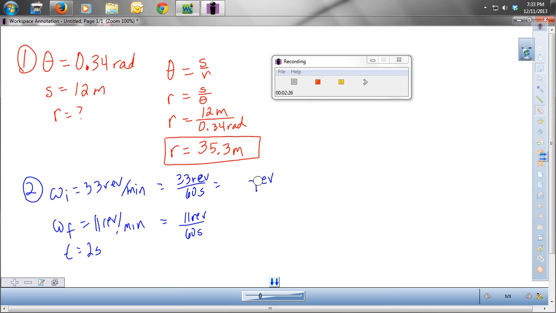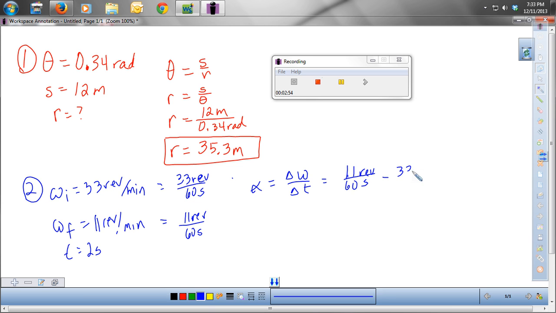Well, let's just be a little more exacting than that. So if I'm looking for alpha, alpha is change in omega over change in time. So that's 33 over 60 is my omega I, but I want to start with my omega F. So that's 11 over 60, and that's revs per second, minus 33 over 60 revs per second. Oh my gosh, got some issues. And it's going to take 2 seconds for that to happen.